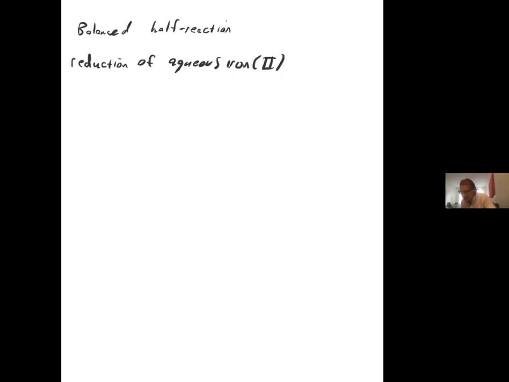Okay, in this one, again, same thing, write a balanced half reaction. And then this is what they tell you. They actually tell you it's reduction. Interesting, I didn't realize that. They actually tell you it's reduction of aqueous iron 2 cations. Remember, cat means positive. To solid iron. Okay. So they're telling you what's turning into what.